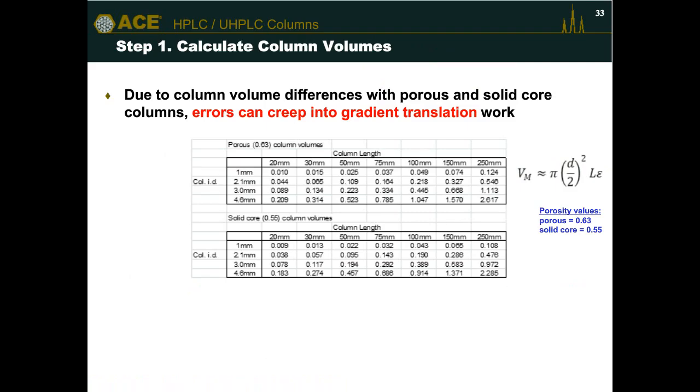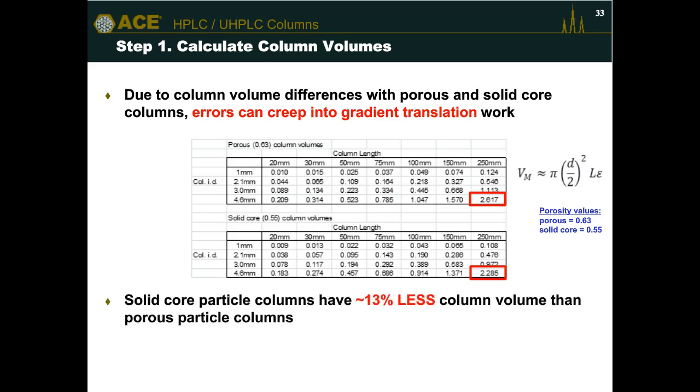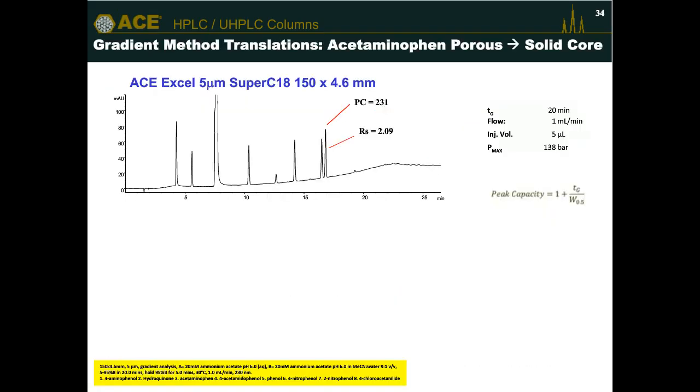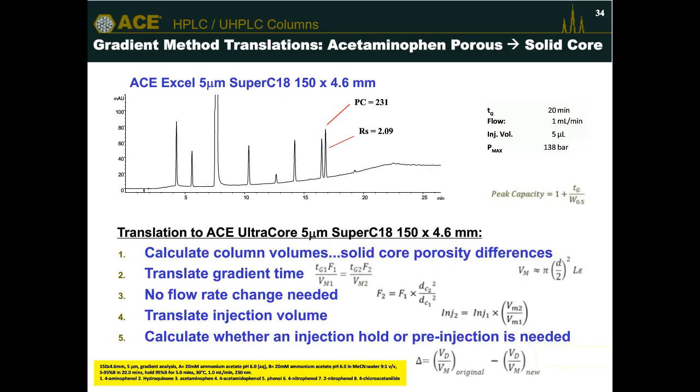Here you can just see some column volumes, and this is based on the columns in our range, but obviously you can experimentally derive whichever column you're using. Something you need to consider is the fact that these solid core phases tend to have about 13% less volume. So it's a smaller column volume in these columns. So moving from a porous column to one of these solid core columns, again, everything is the same. These equations are the same each time.